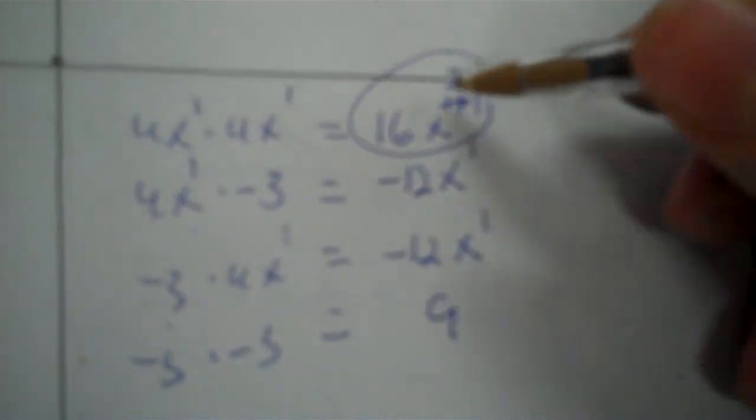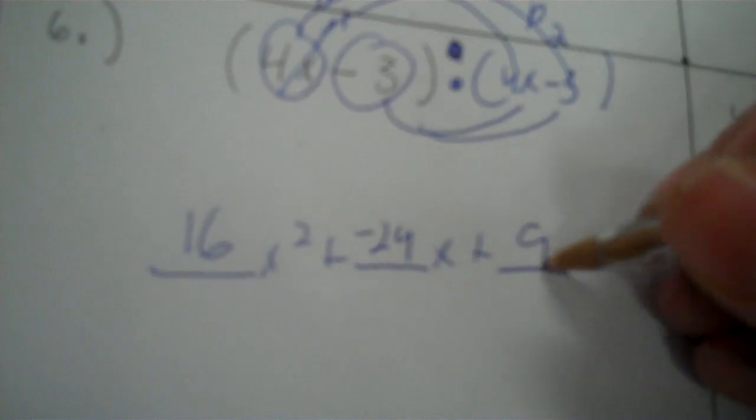So you have x second, x first, constant. x second, there it is, it's the 16. Now again, for about the 30th time, x means you're searching for x to the first. You're adding those. Negative 12 and negative 12 is negative 24. And then 9.